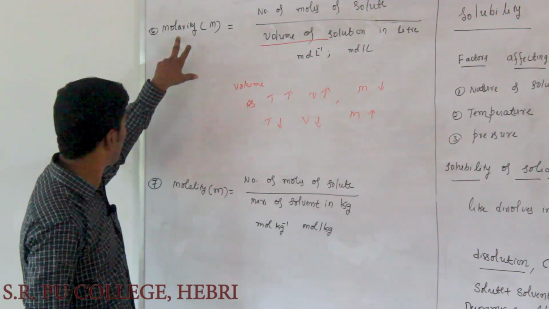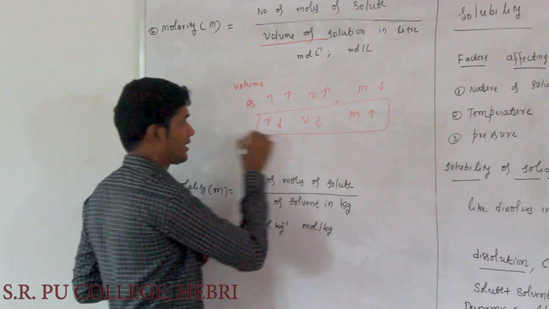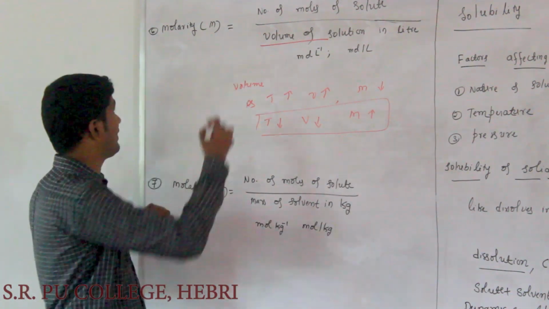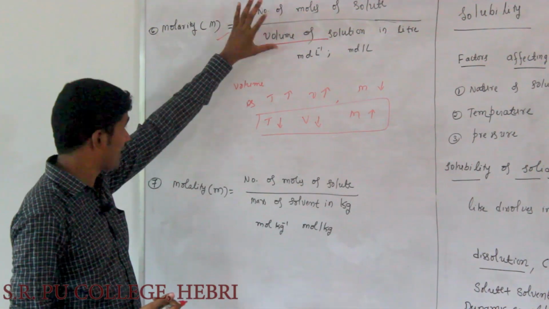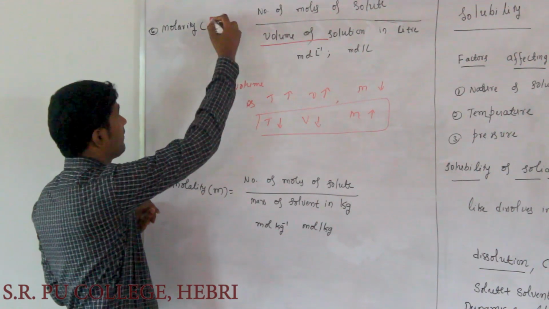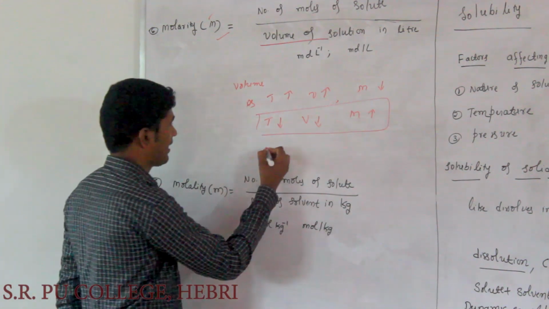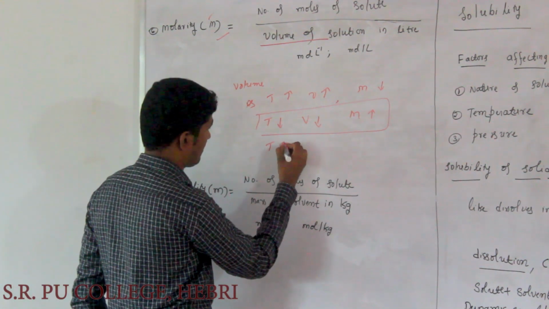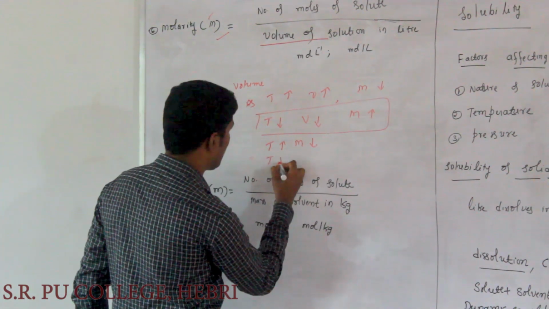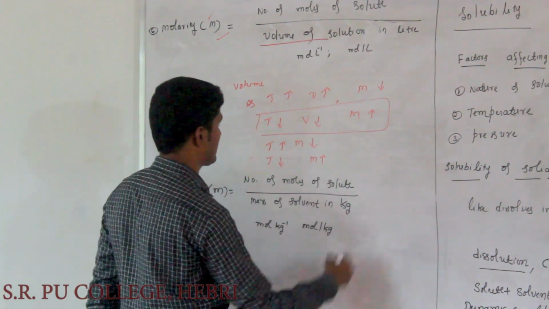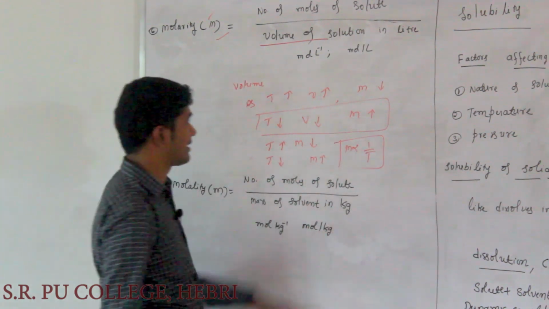So here, molarity varies with temperature. That means this term cannot be used in experiments which have a change in temperature. In reactions in which there is any change in temperature, the molarity of the reaction mixture also changes. As temperature increases, molarity decreases. As temperature decreases, molarity increases. Means molarity varies inversely with temperature.